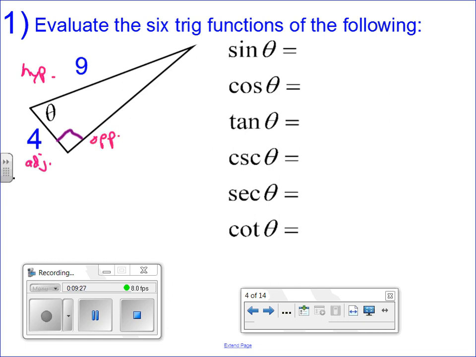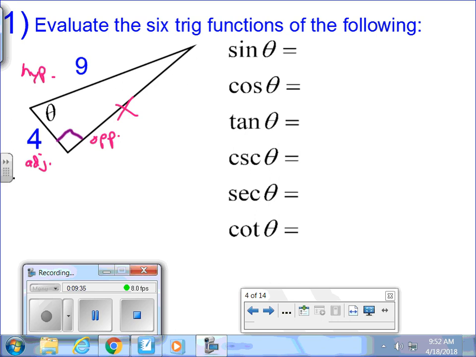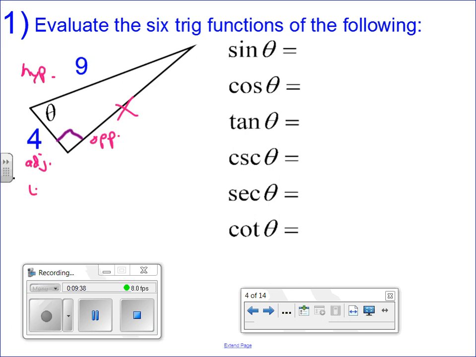How about we just call that x, and we start by solving for x, using the Pythagorean theorem. 4 squared plus x squared equals 9 squared. That would be 16 plus x squared equals 81. We're going to subtract that 16 over. So 81 minus 16 would be 65.